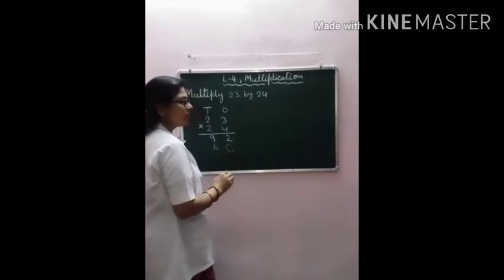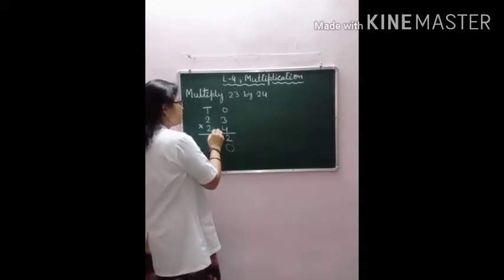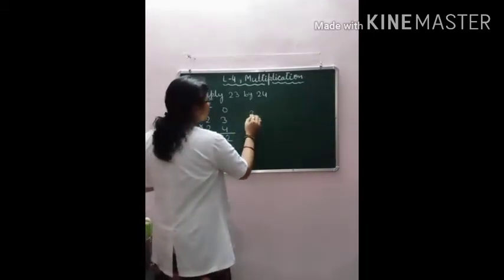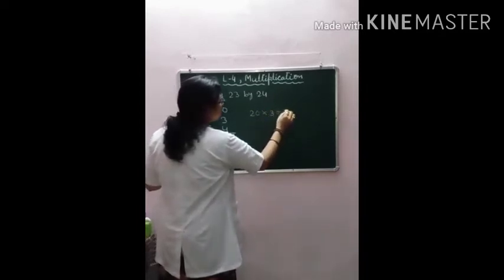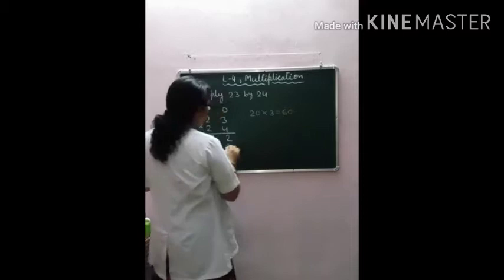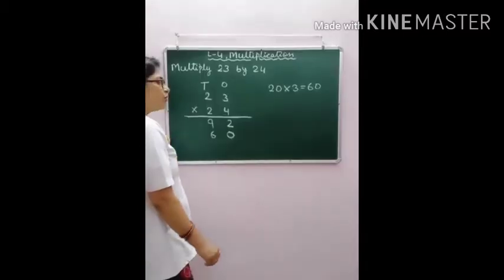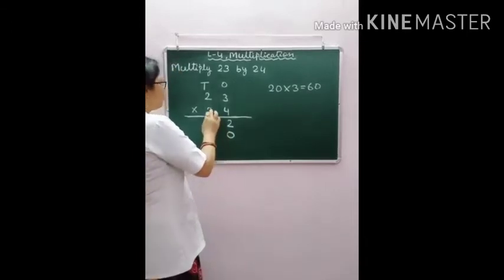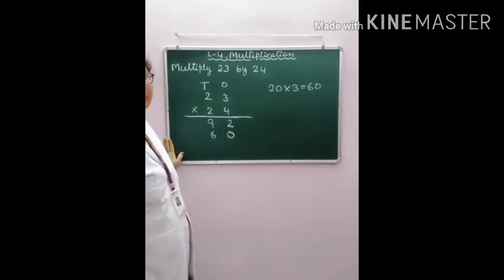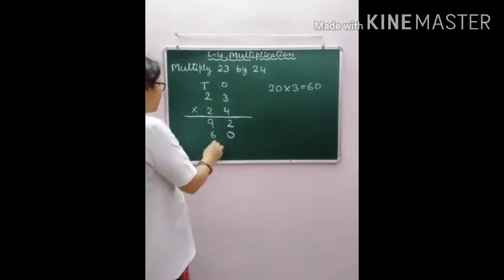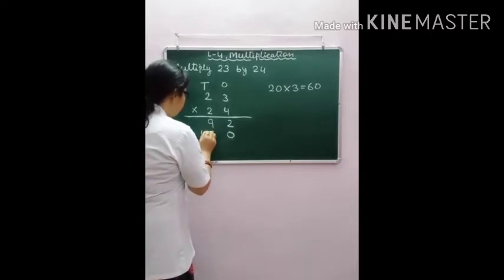Now you will ask me why we will write here 0? Look, 2 is at the tens place. So 2 tens is equal to 20. 20 multiplied by 3 is equal to 60. So I have written here 60. Now move to the next. 2 2s are 4. Now where we will write number 4? We will write number 4 to the next place, means at the 100 place.